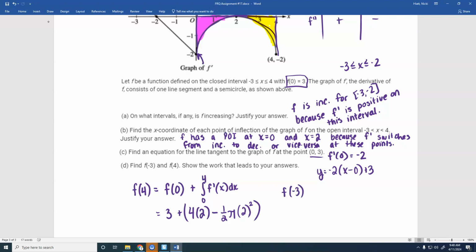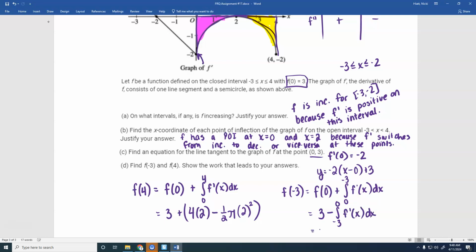All right, we got to do f of negative 3. We still have to start from f of 0. We're going to have to integrate from 0 to negative 3. What's wrong with that? My limits are backwards. The highest one is the lower number, right? So I could rewrite that as 3 minus the integral from negative 3 to 0 of f prime of x dx.